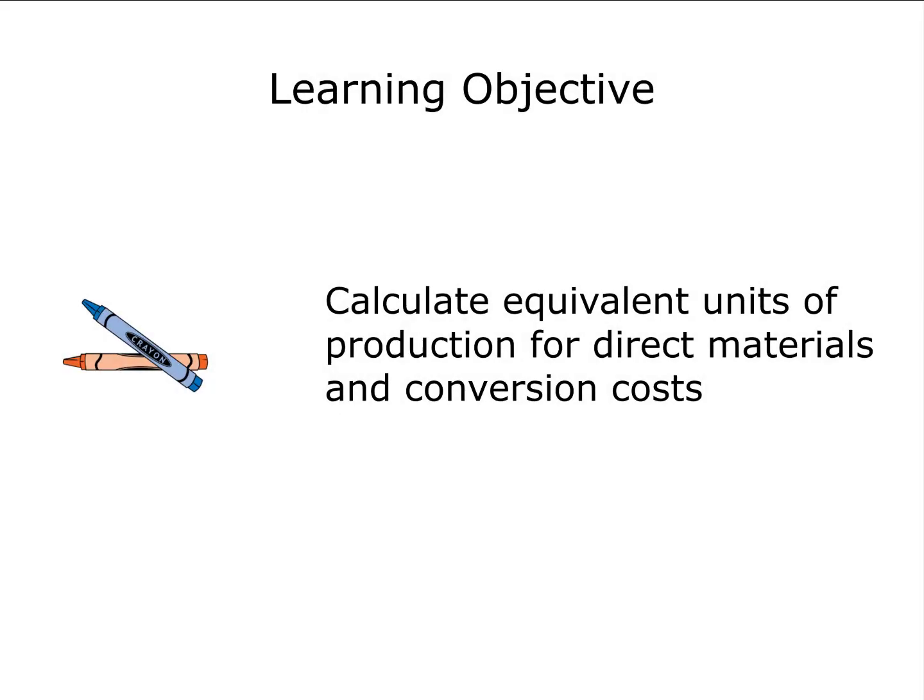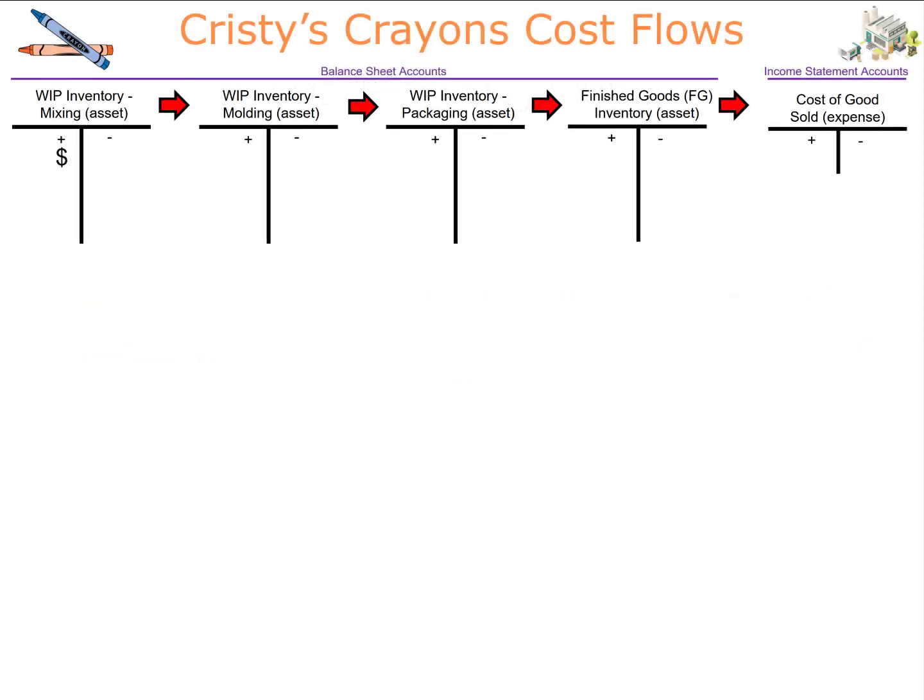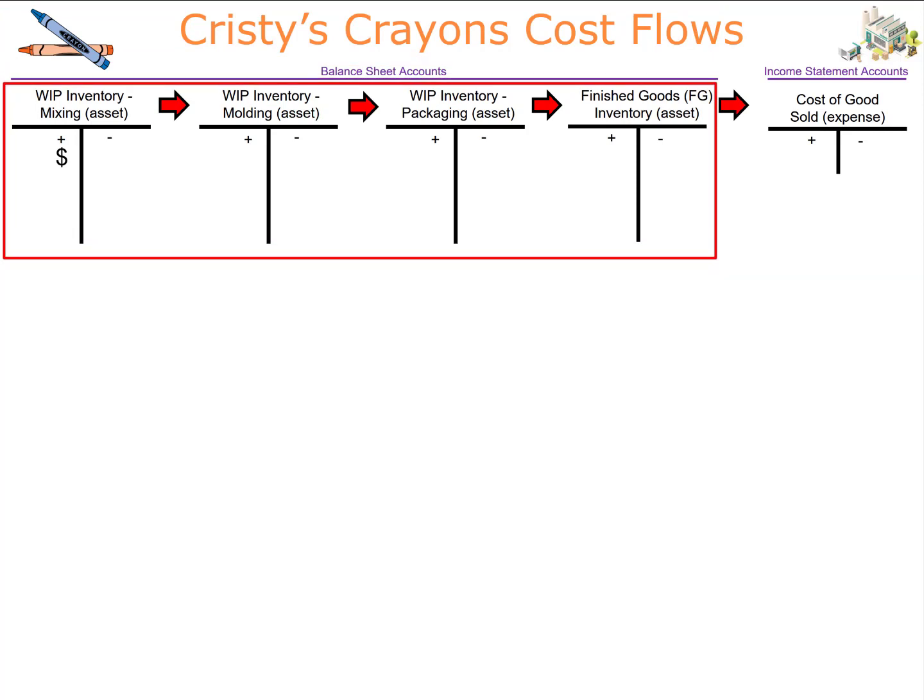Next learning objective is to calculate equivalent units of production for direct materials and conversion costs. Now we are looking at Christie's Crayons cost flows. We will concentrate on the 3 work-in-process inventory accounts, along with finished goods, because that is where the challenge is for accountants in process costing.